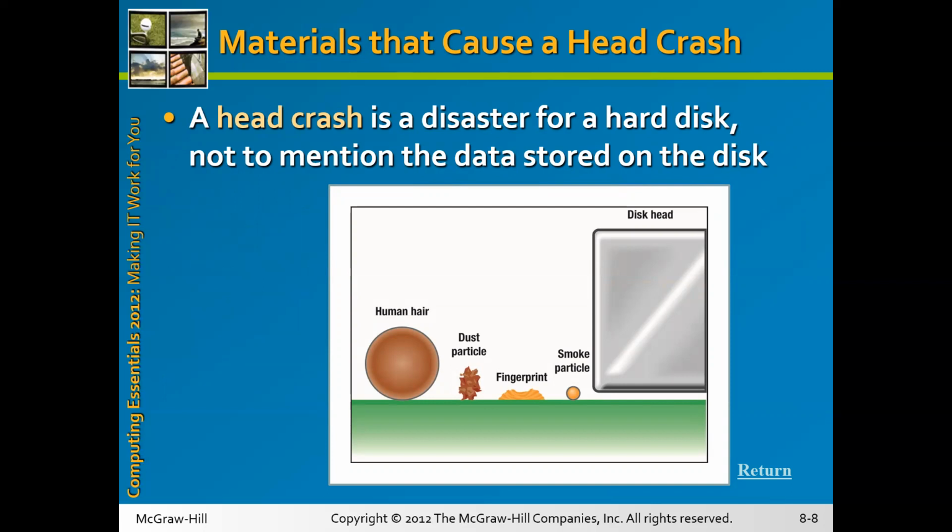Materials that cause a head crash. Head crashes occur when the read-write head contacts the disk surface or particles on the disk's surface. Head crashes these days are very rare since hard disks have very few moving parts. A smoke particle, human hair, or fingerprint could cause a head crash.